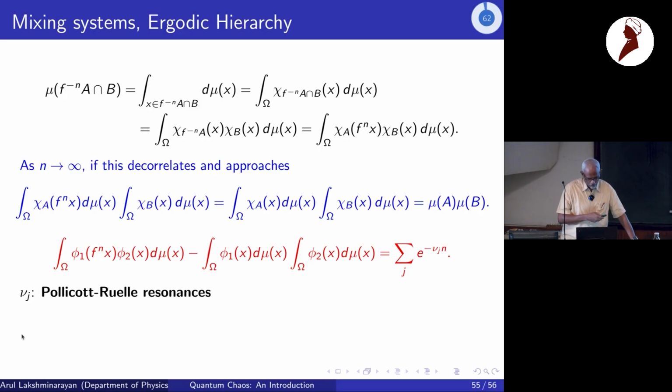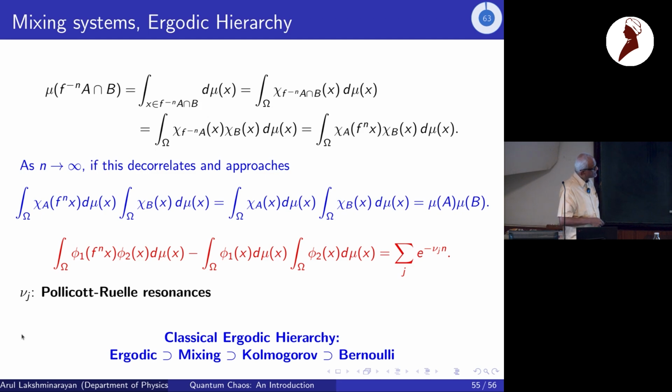Okay, so finally, there is an ergodic hierarchy classically. We have looked at ergodic systems where there is an invariant measure, and the phase space average with respect to that invariant measure is equal to time averages. Here every orbit comes arbitrarily close to every other point, but there need not be mixing. For example, the irrational rotation is ergodic. Mixing is the higher level, so mixing implies ergodic but not the other way around.